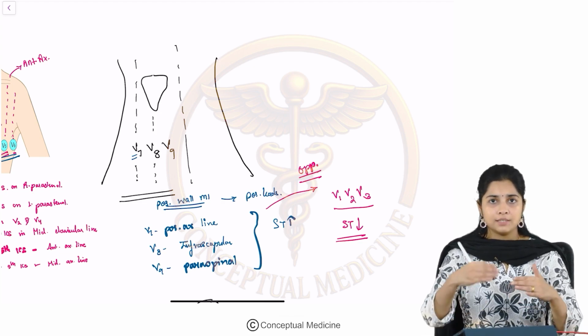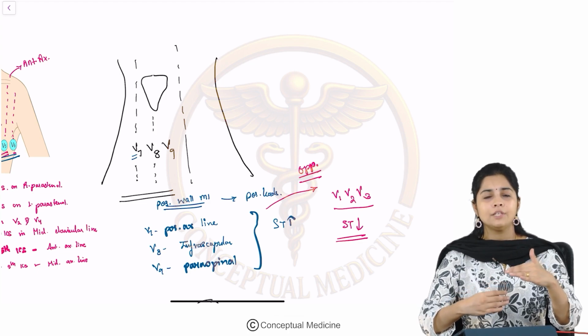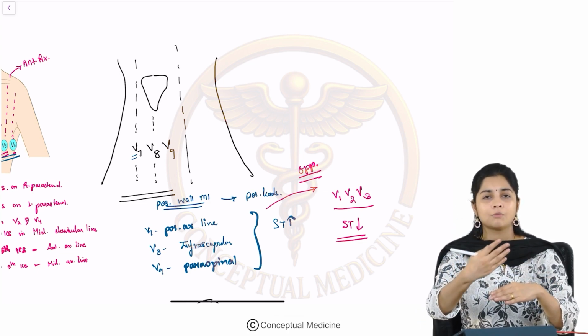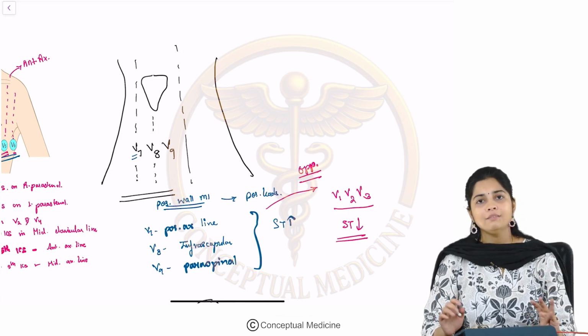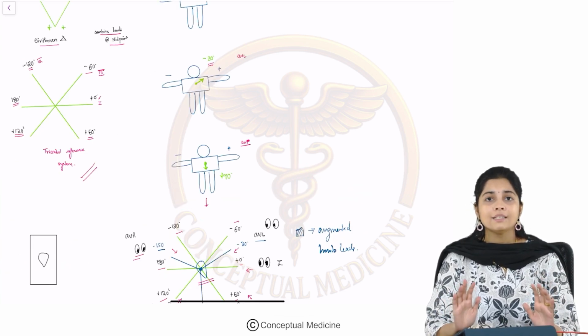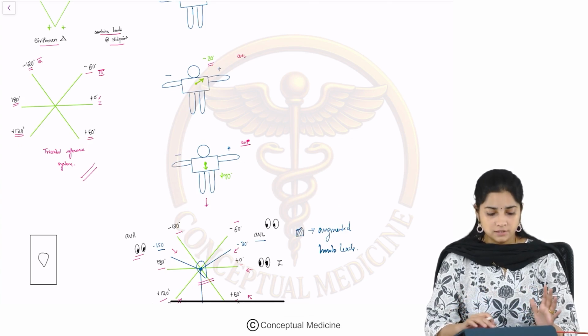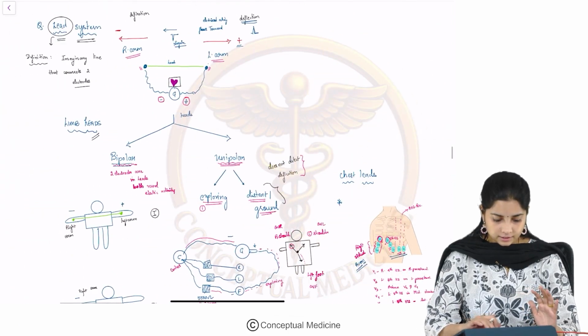Or in other words, the ST segment elevation in V1, V2, V3, if you flip it upwards, what does it look like? ST segment elevation where? In V7, V8 and V9. So, that is about your chest leads. So, with this, what have we understood? Let me just recollect it for you.